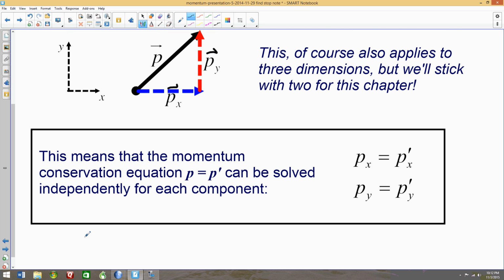Okay, this means that the momentum conservation, where momentum we start with equals momentum we end with, can be solved independently for each component. This is the same thing we did with the sum of the forces, and also what we did when we were talking about kinematics in 2D, or projectile motion. We were able to express the forces and the kinematics in x and y and treated them independently. So we're going to do the same thing here when we talk about momentum. We're going to treat the x and y motion independently.